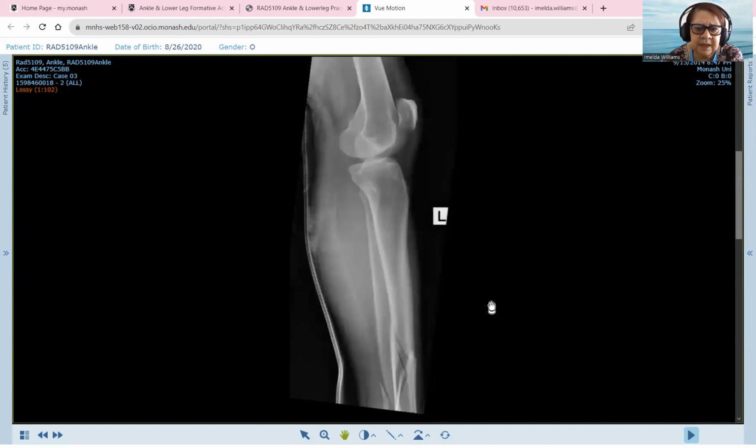The next view that we have here is a lateral view, and that confirms that there are lucent lines across the tibia, but we can also see that the fibula appears to have a fracture.